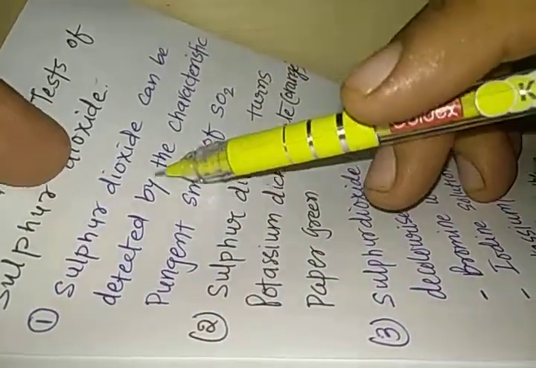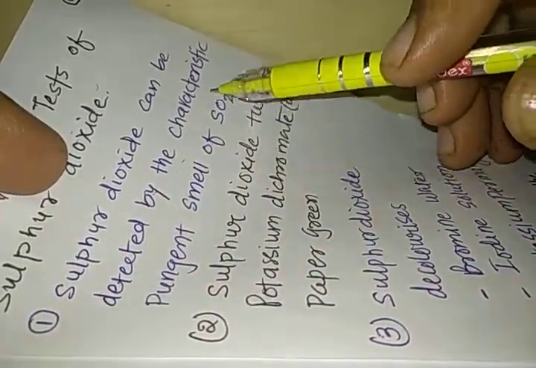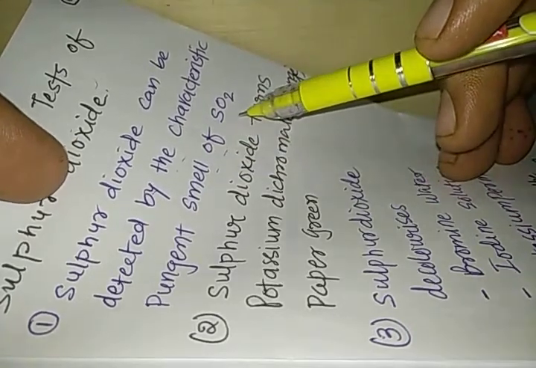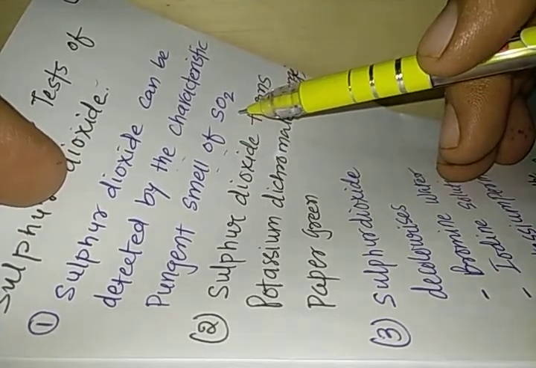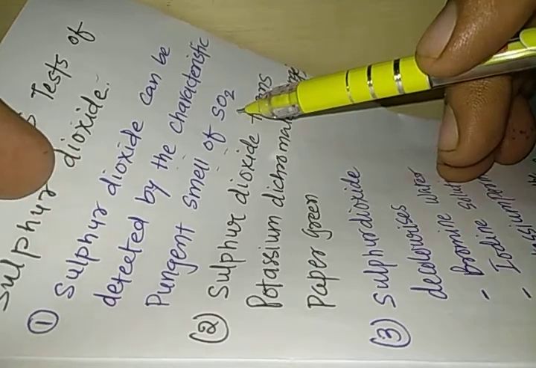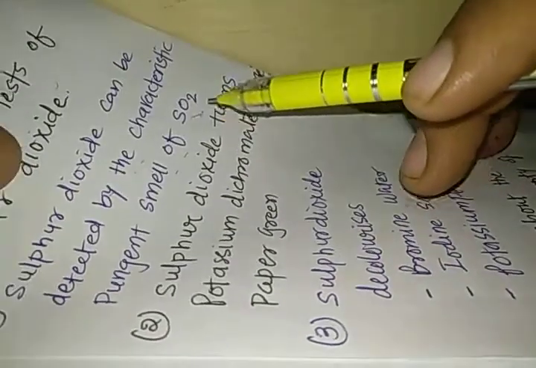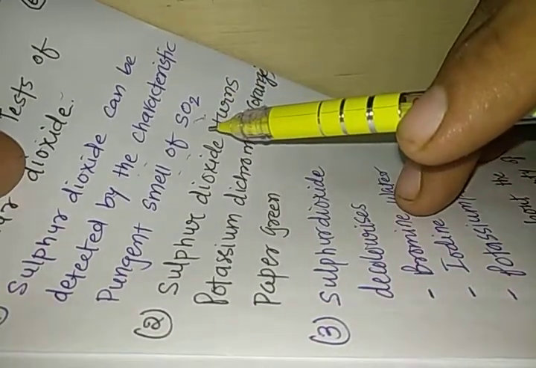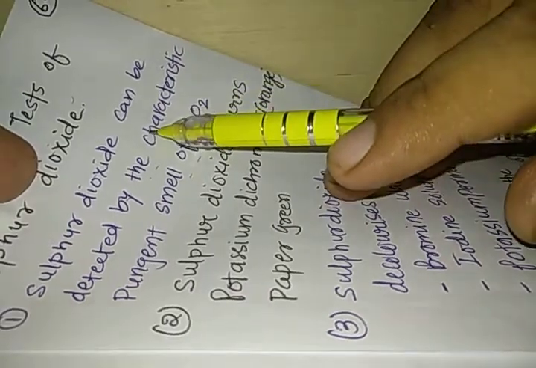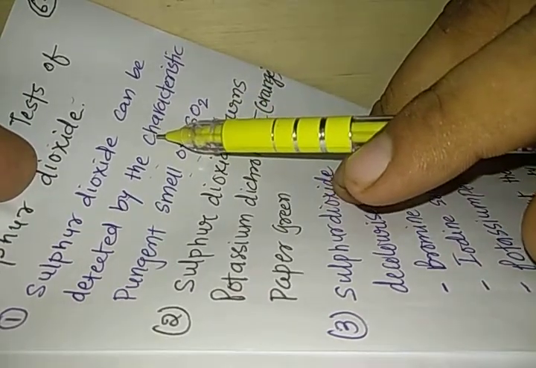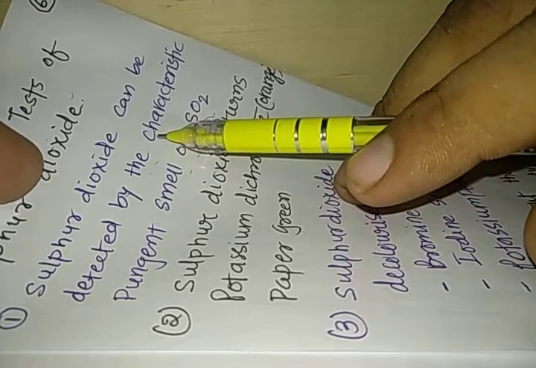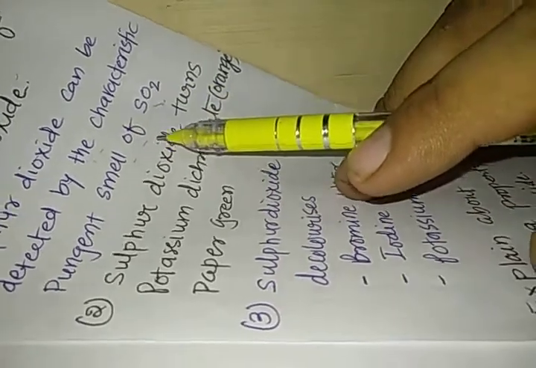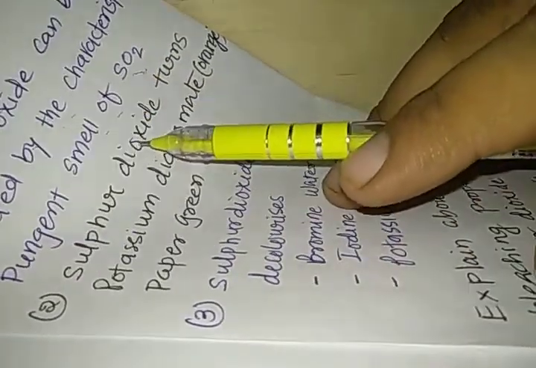Sulfur dioxide can be detected by its characteristic pungent smell. We have already seen that it has a characteristic smell which is pungent. That means it irritates the nose, and this is how we can understand. It's a burning sulfur kind of smell, which is typical for sulfur dioxide.